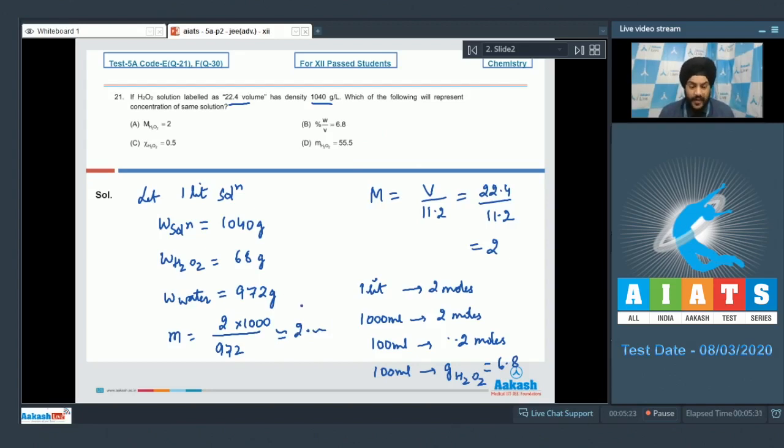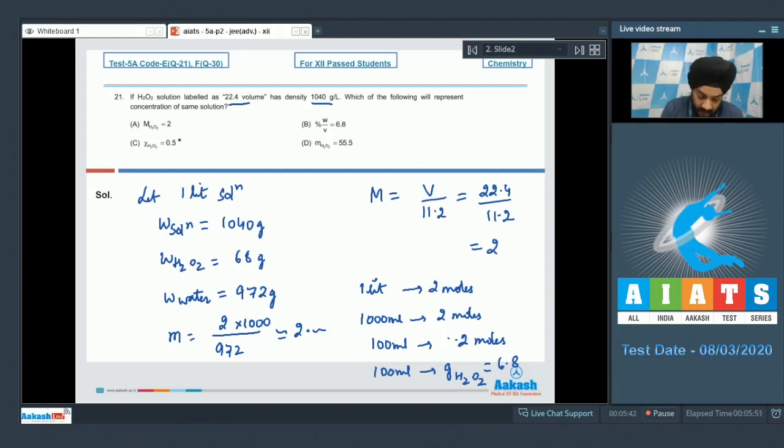Now if we talk about the mole fraction, students, we already have the moles of the solute, which is equal to 2 in 1 liter, and in that 1 liter solution we have the mass of water. So students, we can clearly see that the moles of water is going to be much greater than the number of moles of the H2O2 which is present. So the mole fraction will not also be equal to 0.5.